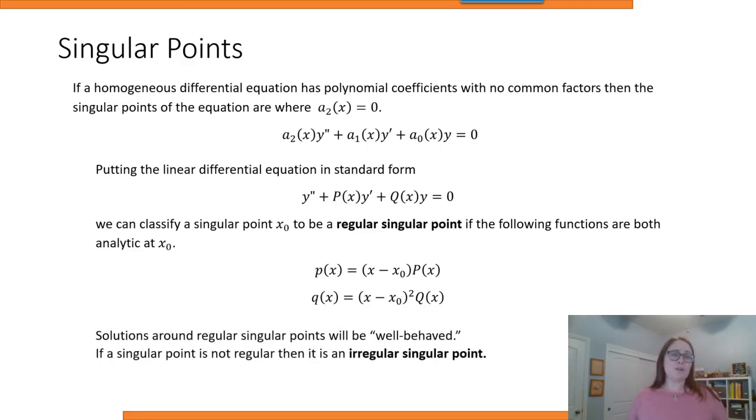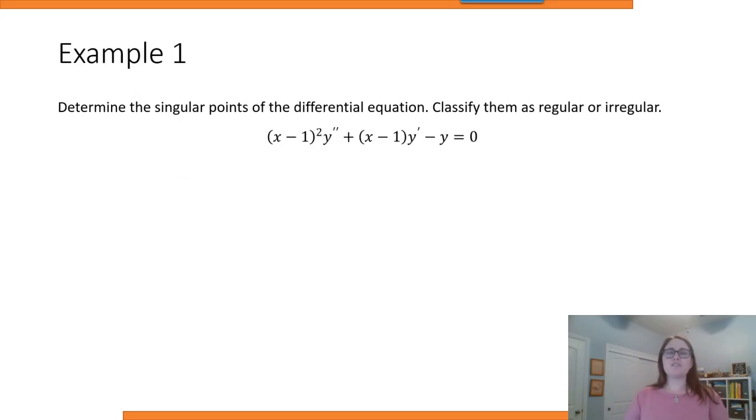And if they're not regular singular points, then they're irregular singular points, and we're not going to deal with those today. Okay, so let's get an example to get an idea of classifying regular versus irregular singular points. So here I have a second order homogeneous differential equation, x minus 1 squared y double prime plus x minus 1 times y prime minus y equals 0.